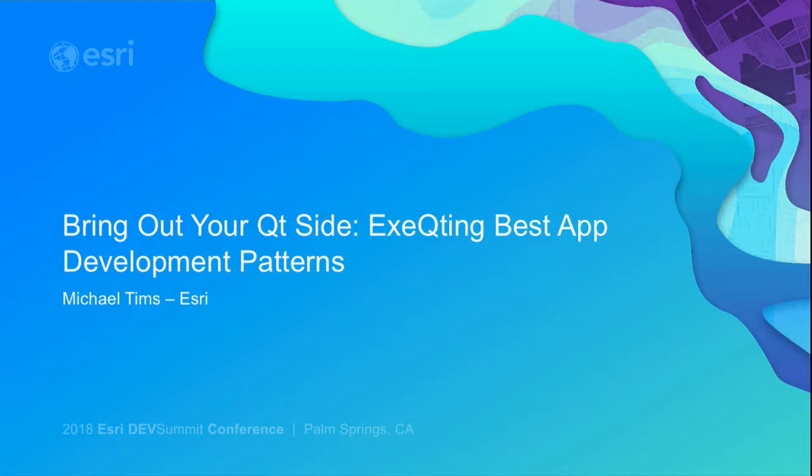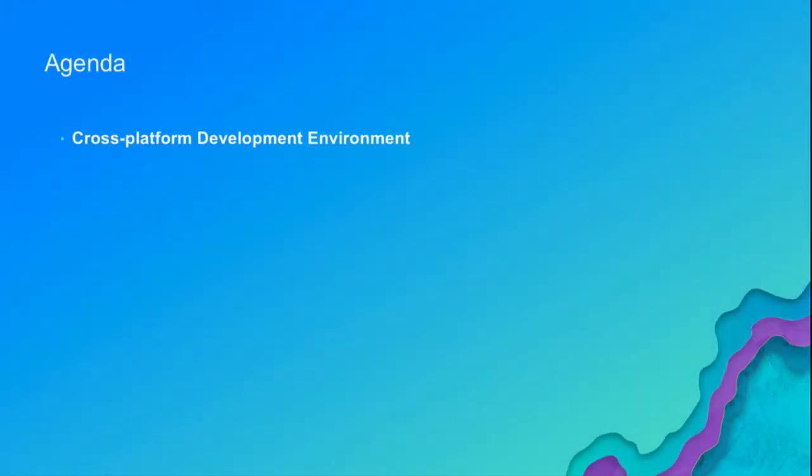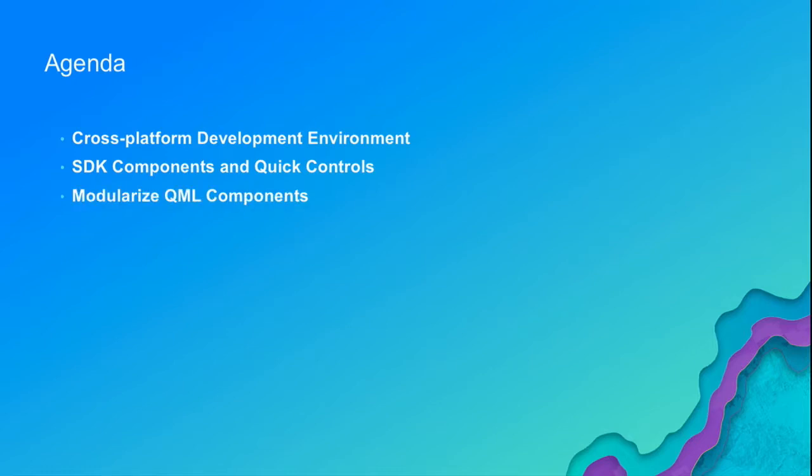It's all about some best practice development and design patterns that we're going to go through. On the agenda, I'll talk about what you need to get started with the SDK for your cross-platform development environment, some of the SDK components that come within the setup, and some Qt Quick controls. I'll give you some idea of how those work, how to modularize your QML code and your components, because that's really important. You don't want to throw all your code in one big QML file.